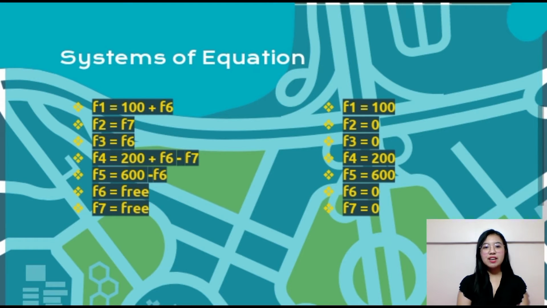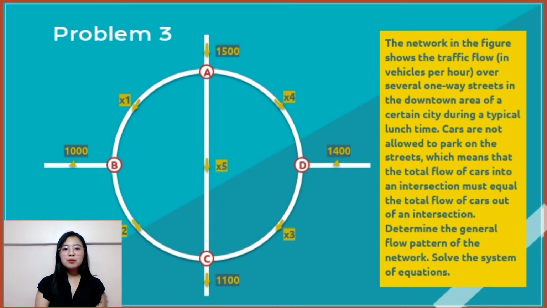But the RREF method assumes that the values of F6 and F7 are 0. That is why we can get the values of F1 to F5, which are: F1 is equal to 100, F2 is 0, F3 is 0, F4 is 200, F5 is 600 vehicles per hour, and F6 and F7 are 0 vehicles per hour. Let us move to problem 3.